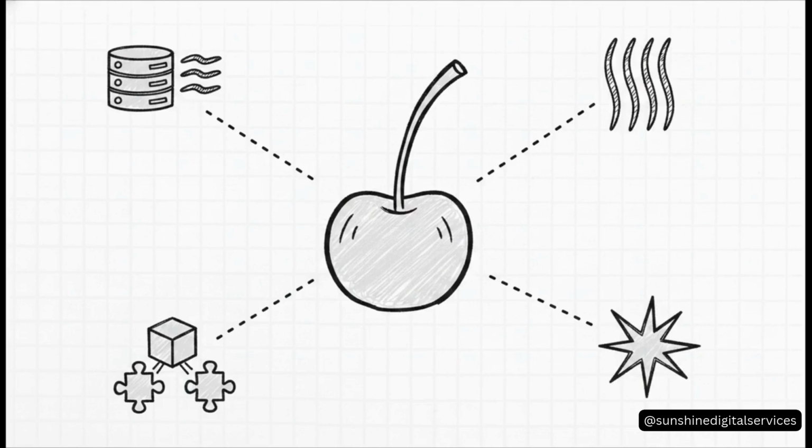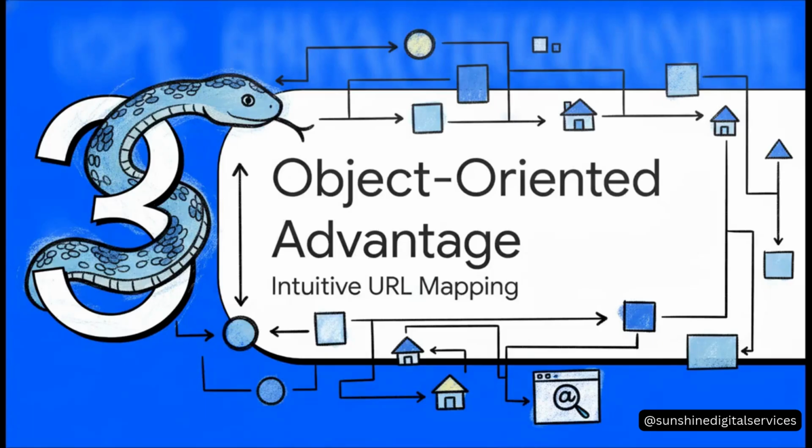On top of that, it's highly extensible. Start simple, then plug in whatever tools fit your specific project. And lastly, zero imposed architecture, no forced design patterns. You get the absolute freedom to structure your app however you see fit. Section 3, the object-oriented advantage.